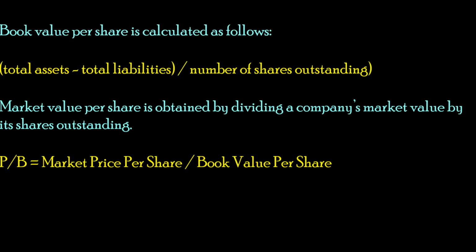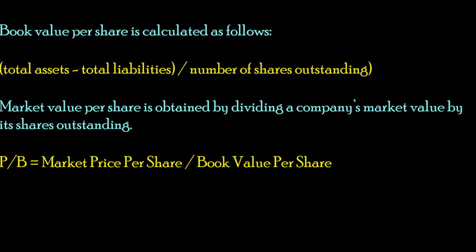Book value per share is calculated as follows: total assets minus total liabilities, divided by number of shares outstanding. Market value per share is obtained by dividing a company's market value by its shares outstanding. The price-to-book ratio equals market price per share divided by book value per share.